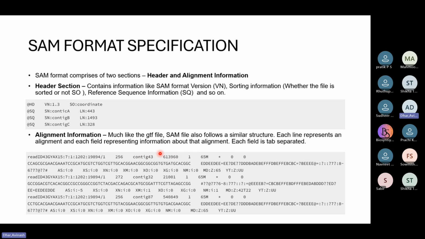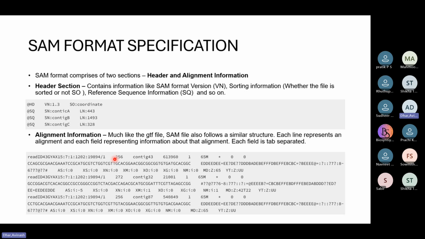So this number in the fourth column would indicate the starting position of the alignment, from where the alignment would start. We know it is starting in contig 43. We know it's this read, but on contig 43, from which base position is the alignment starting? That is 6,13,960. So from that particular base position, my alignment of this read on this particular contig is starting. Is that clear?